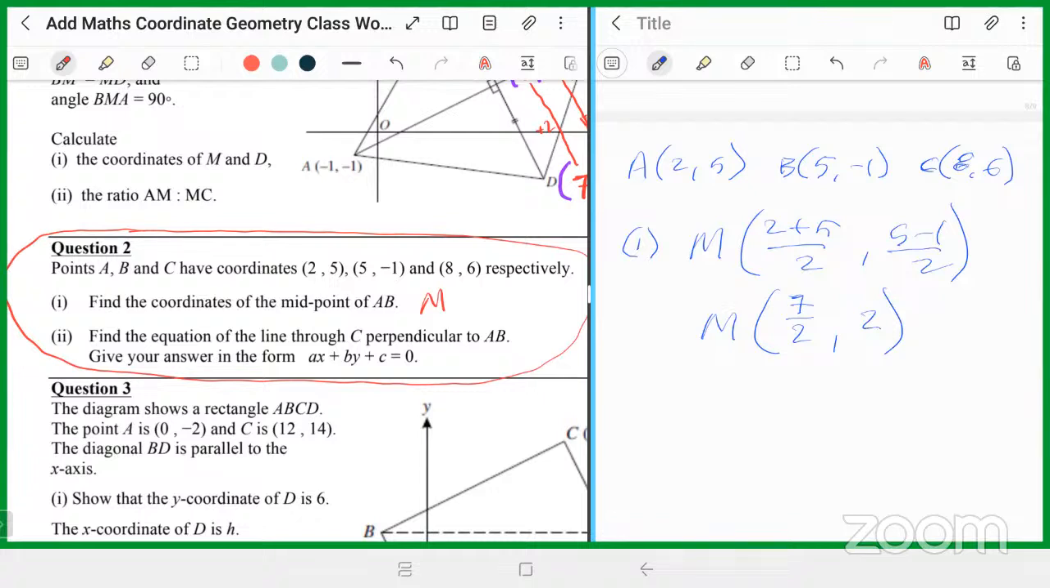The next question, part 2, says: find the equation of a line through C. All right. Let's sketch it. And it must be perpendicular to AB. So look what we want now. We want a perpendicular line to AB. And it must pass through C.